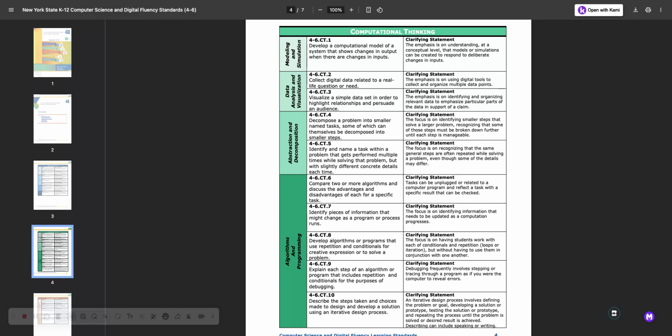And then finally, when we get down to the last one, 10, we're talking about the choices made to design and develop a solution. So we're talking about that iterative design process. So design thinking, engineering process, the step-by-step process of writing a good paragraph or even an essay. So you're thinking about the iterations that you need to do, that problem solving and critical thinking that goes into everything that we do inside the classroom.